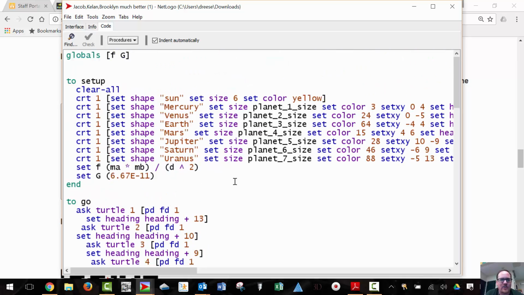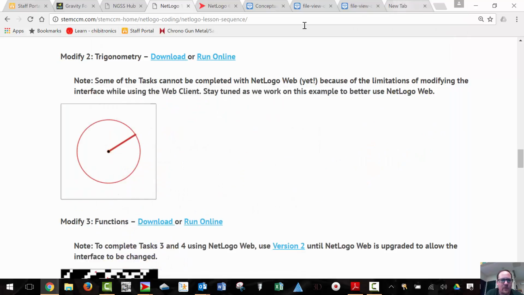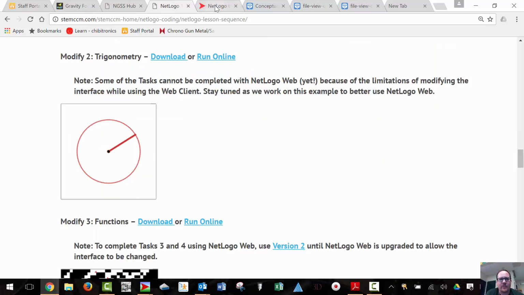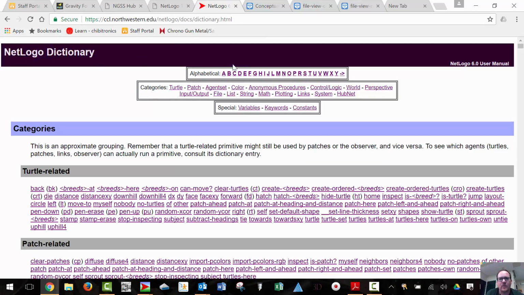But anyway, I just wanted to show an example of one way that I was able to go from basically a standard to STEMCCM to actual students creating, working with NetLogo.